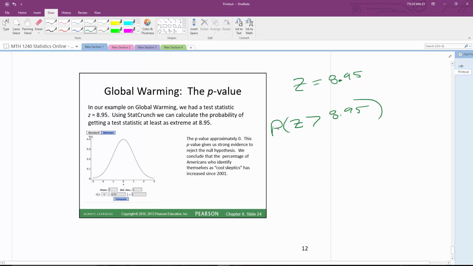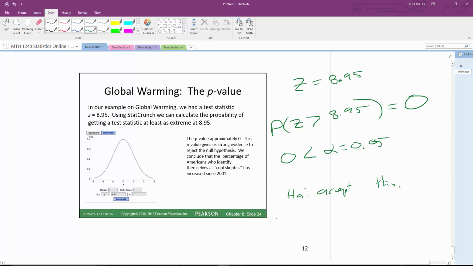So if I want to find the probability that z is greater than 8.95, this comes out to be approximately 0. So since 0 is less than alpha of 0.05, we're going to reject our null hypothesis. In fact, it gives us strong evidence. So we conclude that the percentage of Americans who identify themselves as cool skeptics has increased. My alternate hypothesis was that it increased, so we accept this. But again, we accept it, but we don't say it's definitely true. We say that there is strong statistical evidence to support the idea that the cool skeptics has increased since 2001.